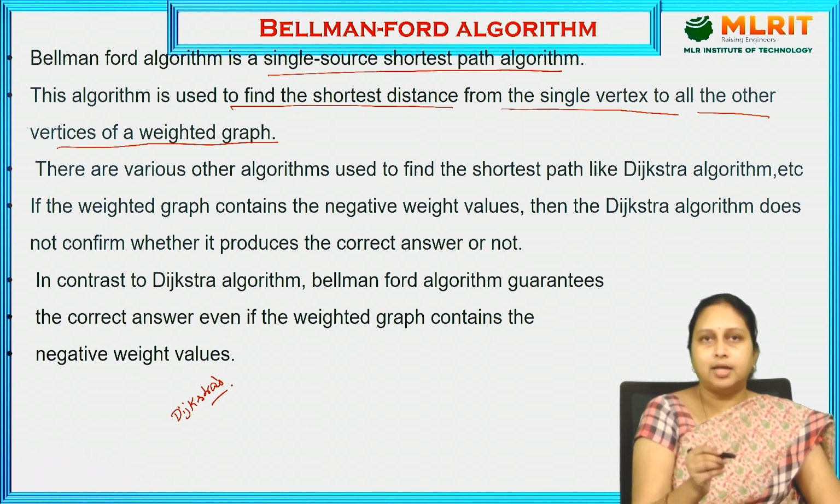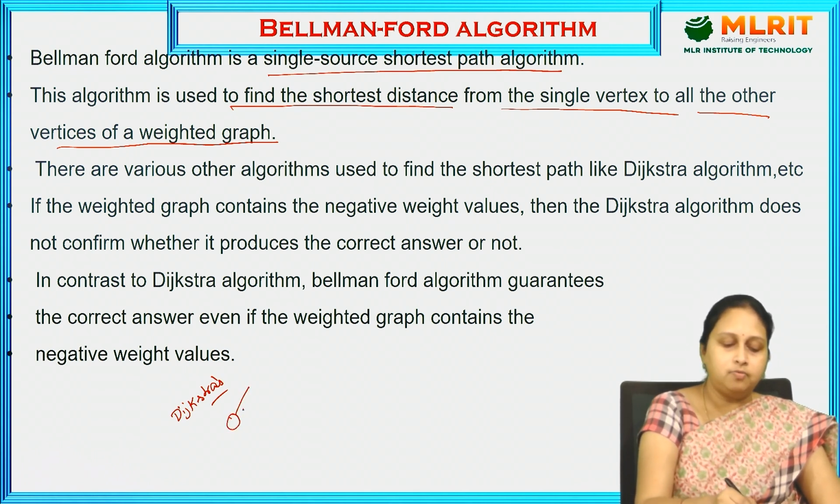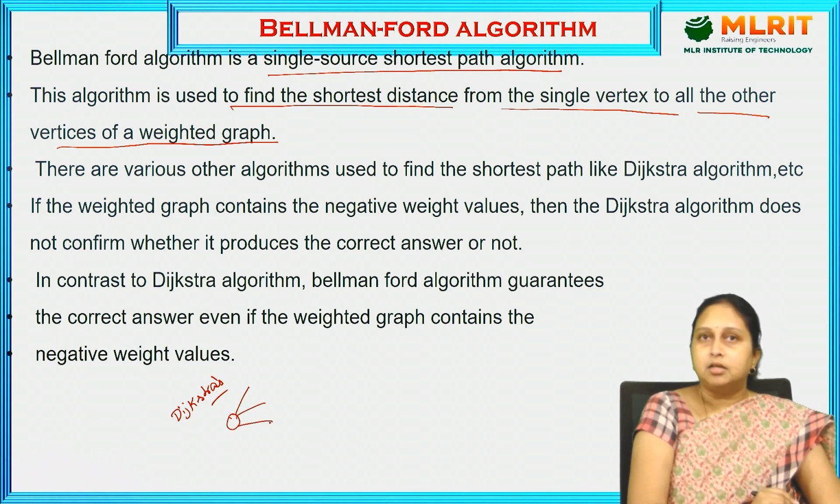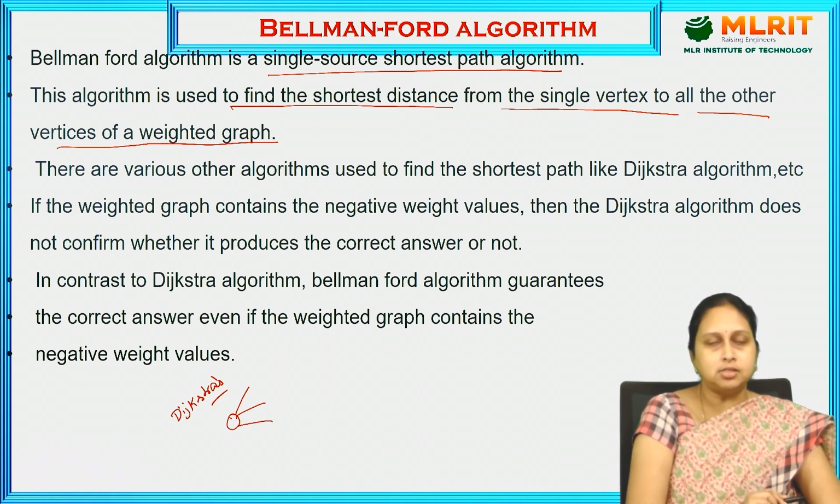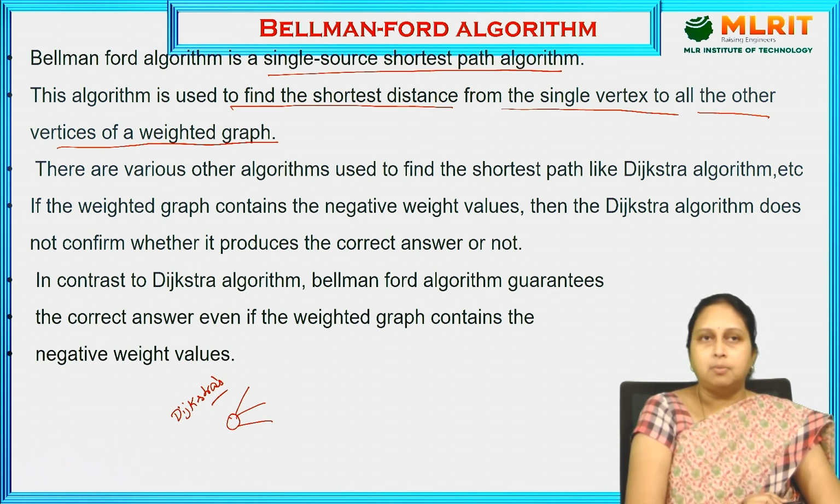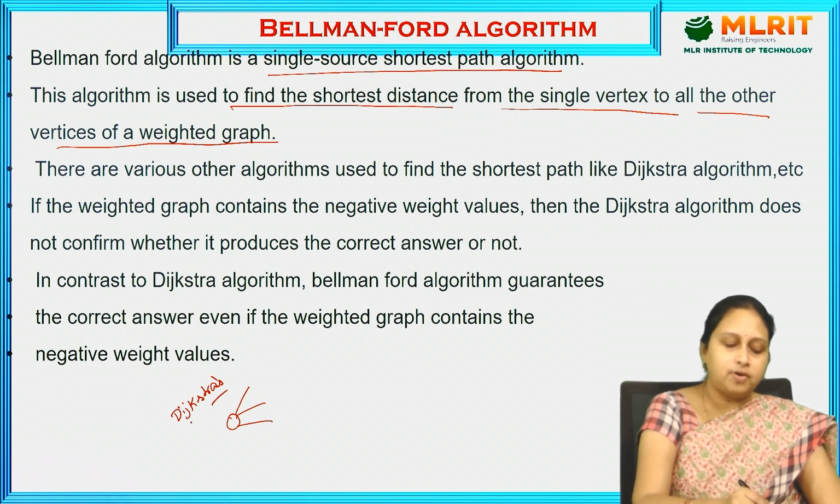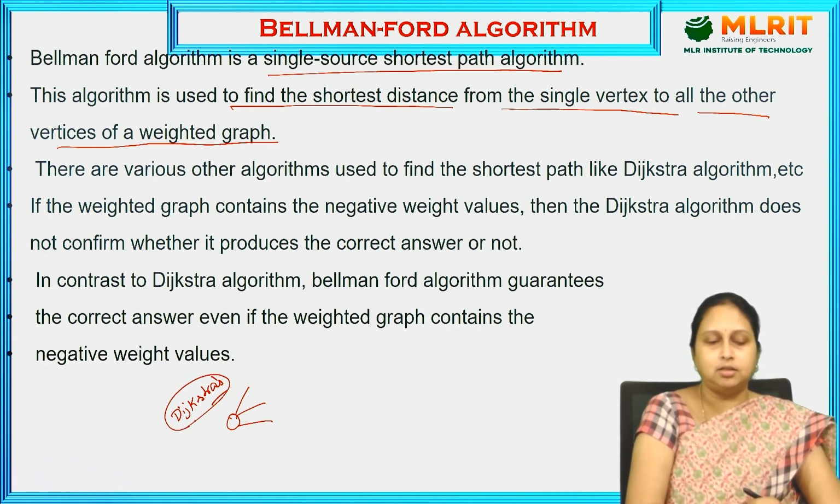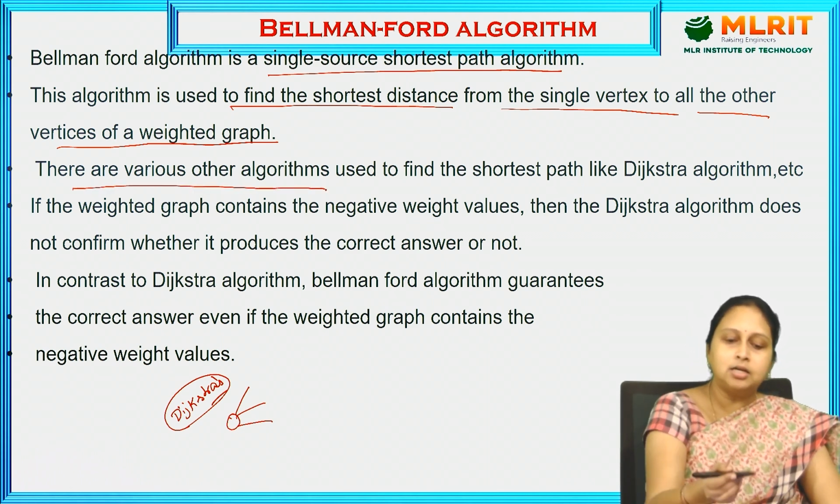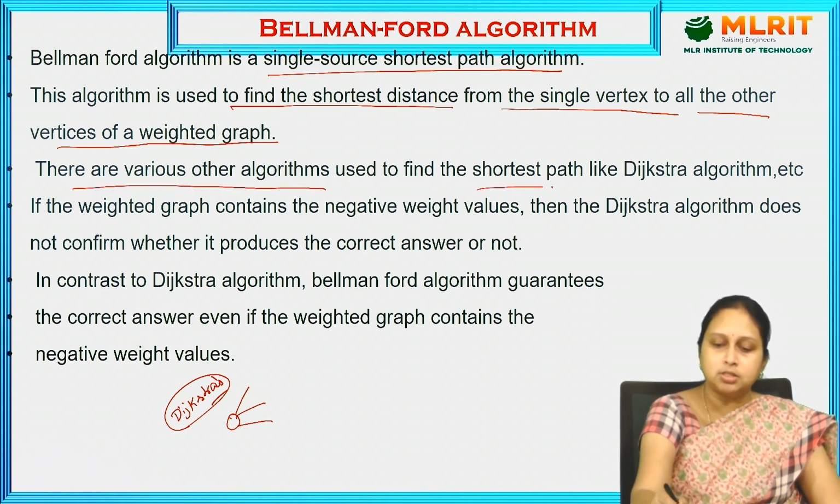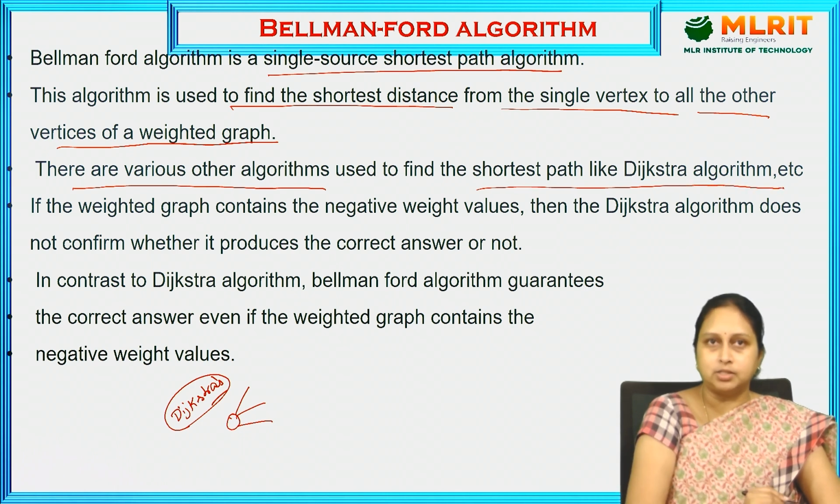We take a single source, and from that we find the shortest distance from that single vertex to all other vertices based on the weighted graph. But what is the disadvantage we find with Dijkstra's algorithm? That one also we will see in the next point. There are various other algorithms used to find the shortest path, like Dijkstra's algorithm.